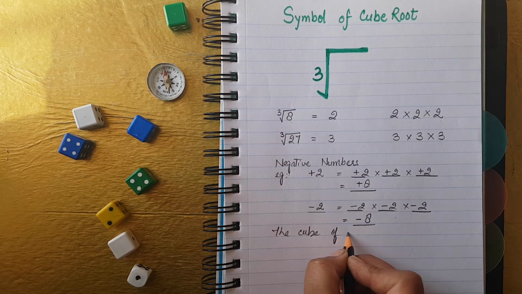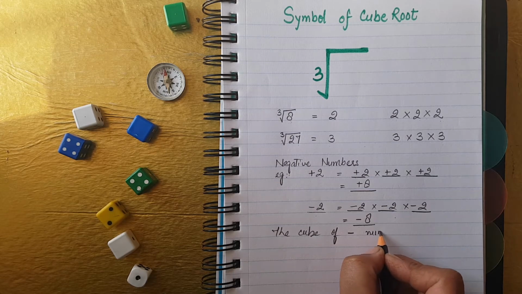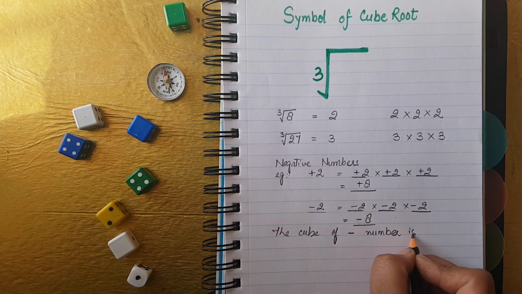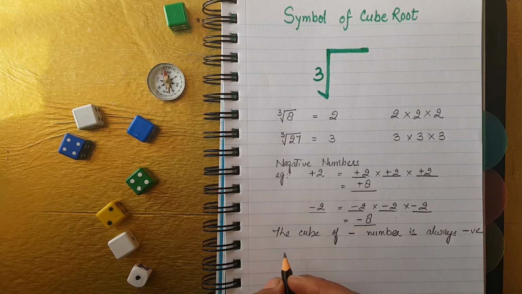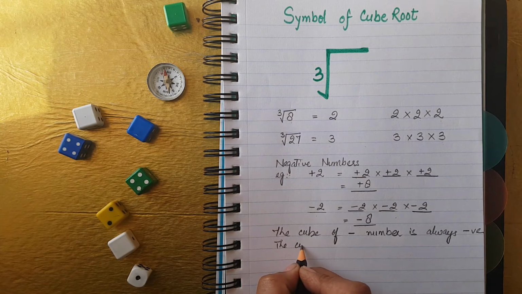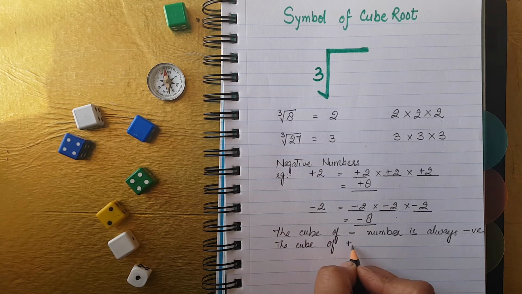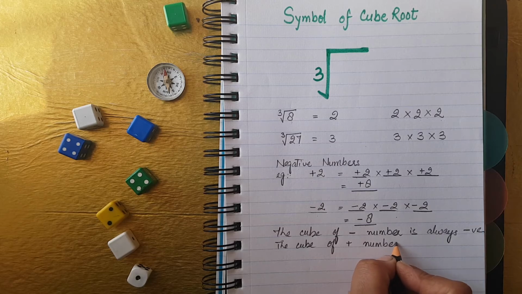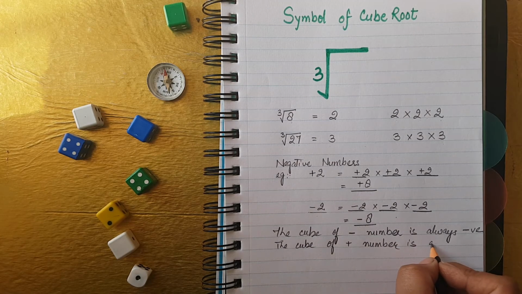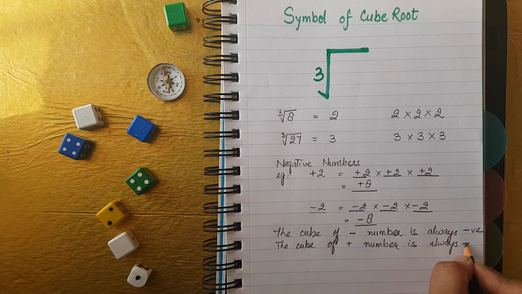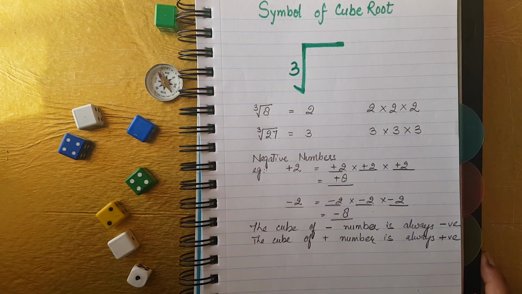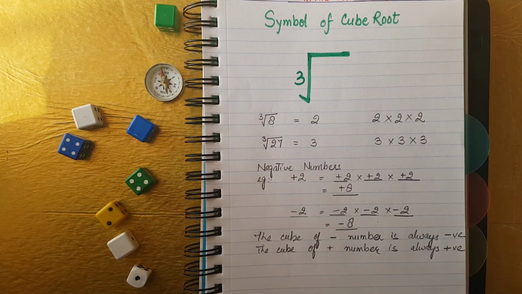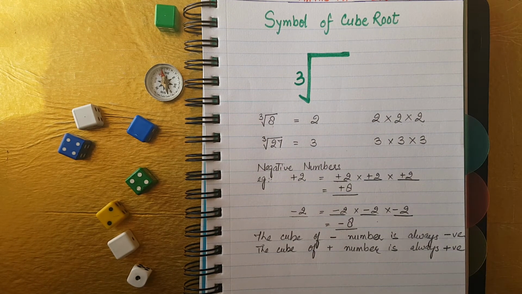The cube of a negative number is always negative, and the cube of a positive number is always positive.